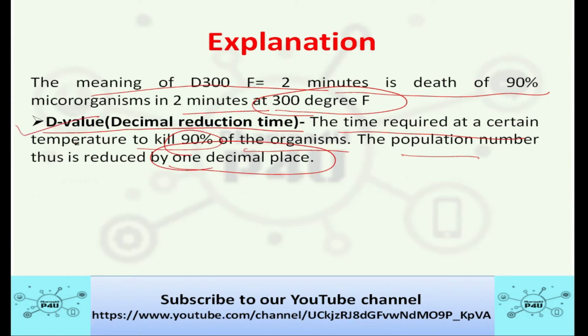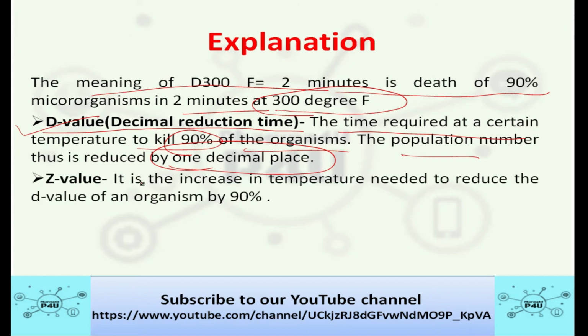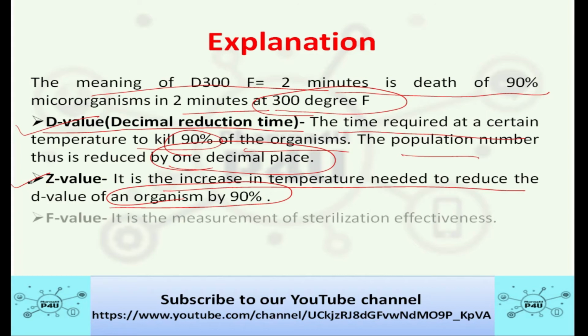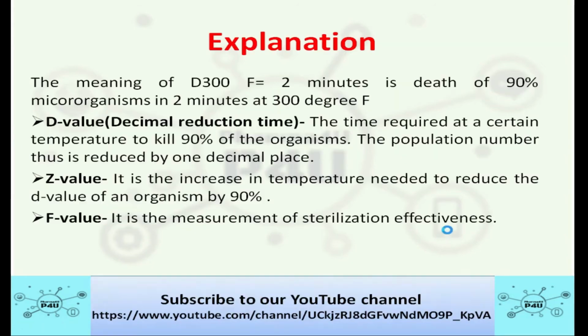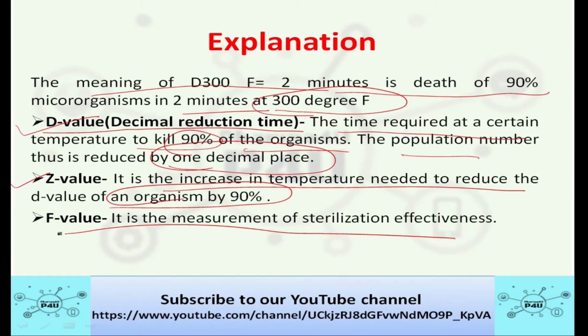And what would be the Z value? It is the increase in temperature needed to reduce the D value of an organism by 90%. Students, don't get confused in these values. And at last, what would be the F value? The F value is the measurement of sterilization effectiveness. So students, try to note this down.